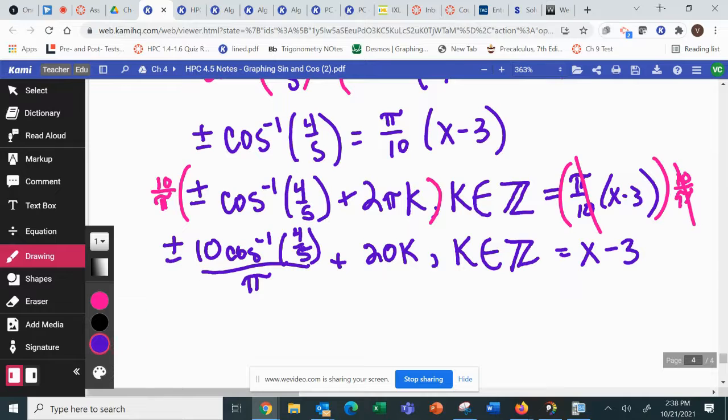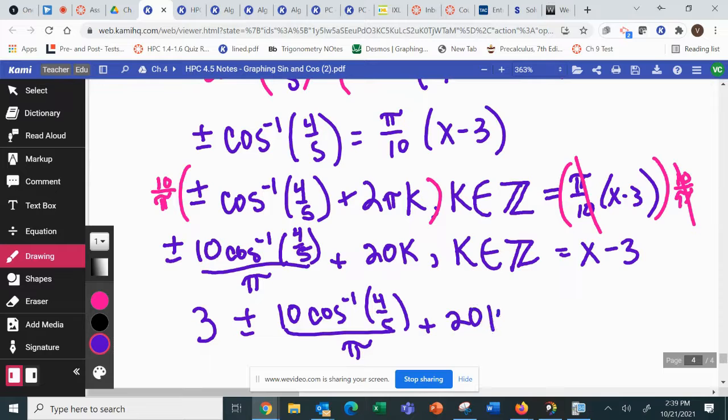I like to put the 3 in front, so I can do 3 plus or minus 10 cosine inverse of 4/5 over pi plus 20k, where k is an integer. And now we have what x equals. Now you're allowed to go use your calculator.